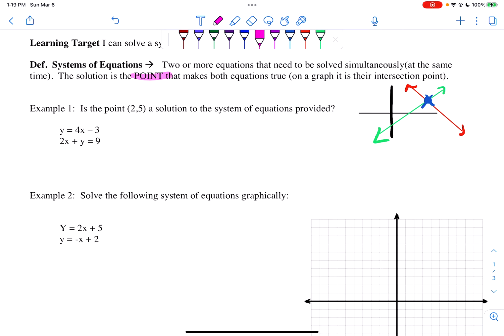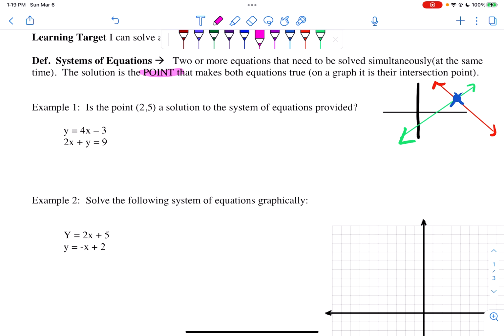So example number 1: is the point (2, 5) a solution to the system of equations provided? Well, we looked at this yesterday, and all we do is simply plug this point into the x and y values for both equations. So what I do is I organize this. I have that system, y equals 4x minus 3 and 2x plus y equals 9.